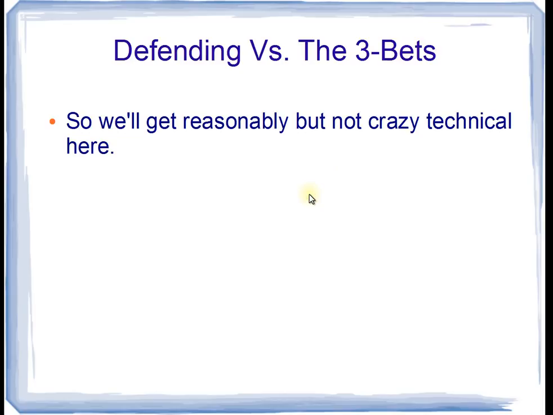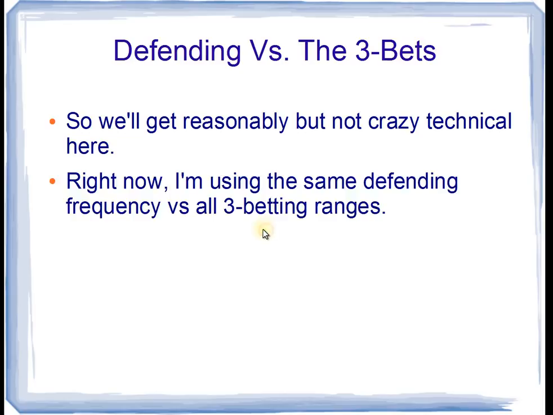We'll get reasonably but not crazy technical here. Right now, I'm using the same defending frequency versus all 3-betting ranges as I just talked about. And while I did play a little bit of poker last year, it's no secret that I haven't played much since Black Friday. So when I say these are the ranges that I'm using now, I'm saying these are the best ranges I have. If I were to be playing 6-max right now, these are the ranges that I would use, pretty much readless, if I thought I was playing against good opponents.